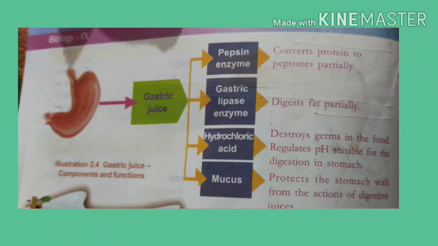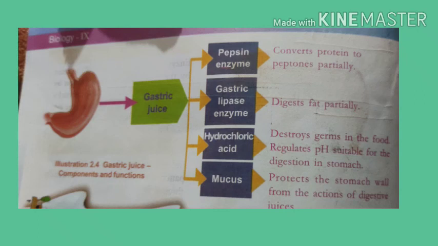Let us check out the different components of digestive juices. Digestive juice contains pepsin enzyme, gastric lipase enzyme, hydrochloric acid and mucus, and each component of gastric juice has a definite function. Let us check the function of pepsin enzyme. Pepsin converts protein to peptone partially. So if the food we eat contains protein, this protein is converted to peptone partially by the enzyme pepsin.